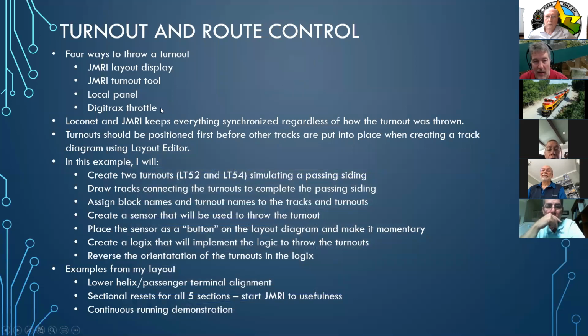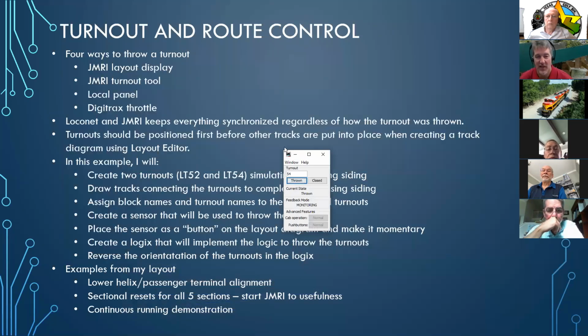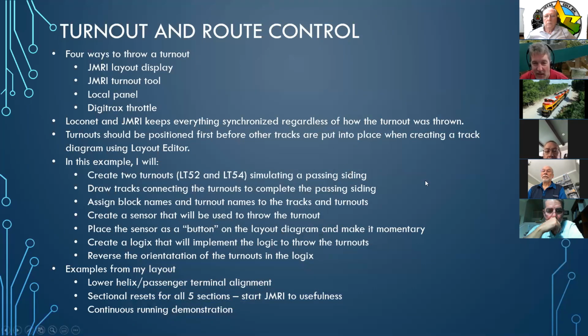I can also use the JMRI turnout tool. The turnout tool, as I call it, is this thing here. You just type in the number of the turnout, 54, and then you can make it thrown or closed by doing that. I don't use that very often, but it's there if you need it.